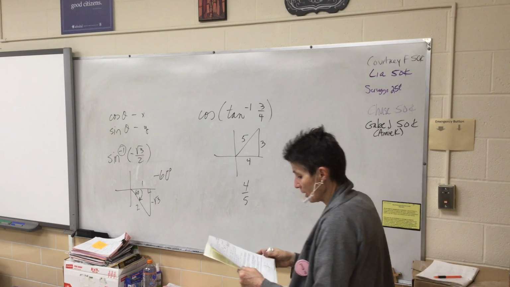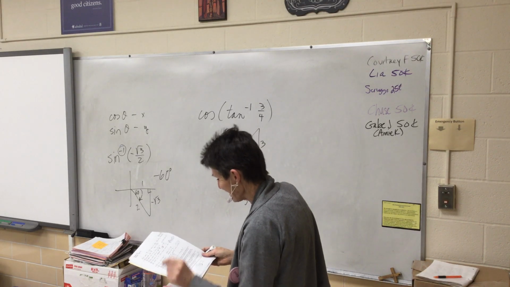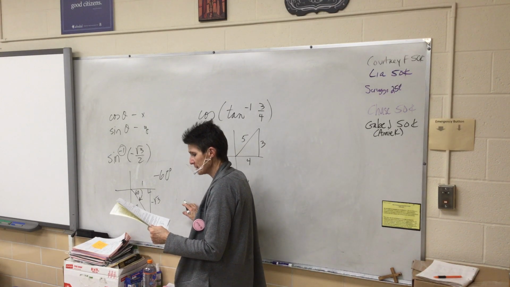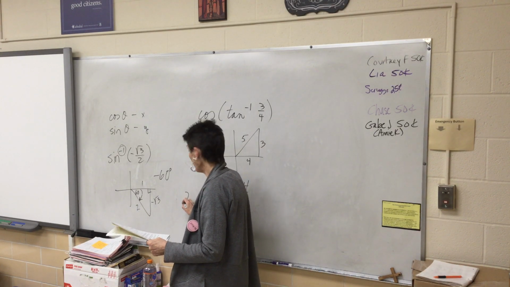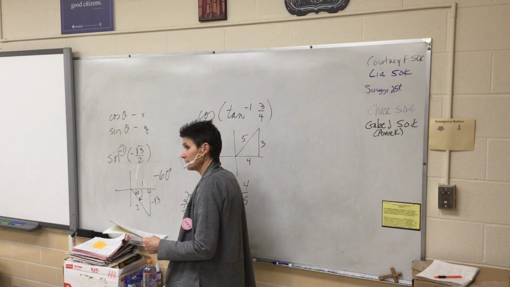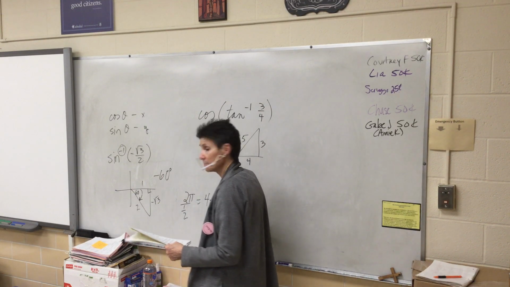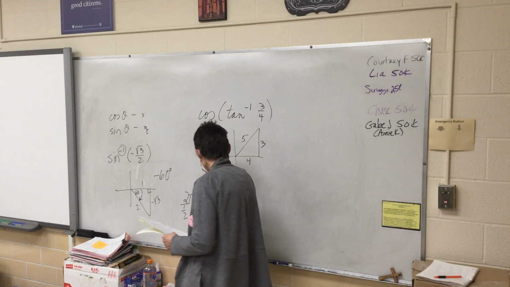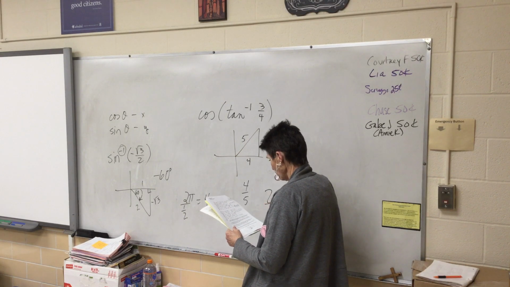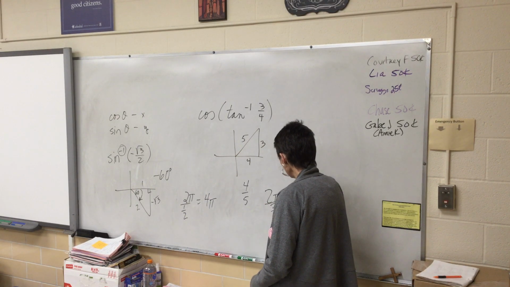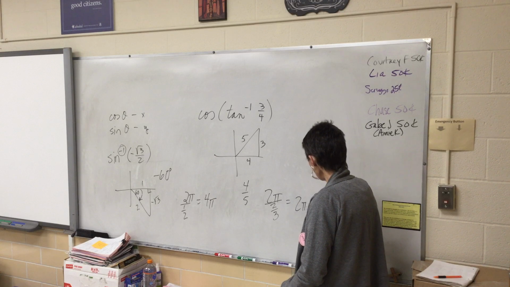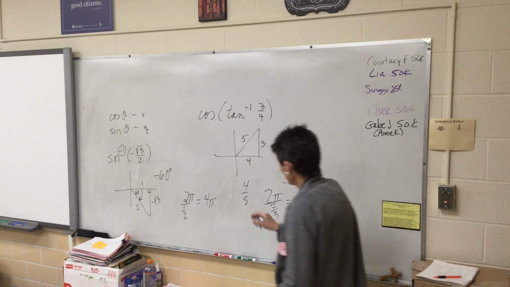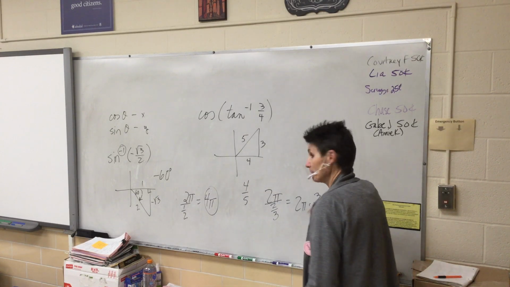In number 12, we just talked about this one. This one, though, is a sine and a cosine. So what's the period of the first piece? 2 pi over 1/2, which is 4 pi. And the second piece is 2 pi over 2/3, which is 2 pi times 3/2, which is 3 pi. So we got a 3 pi and a 4 pi.